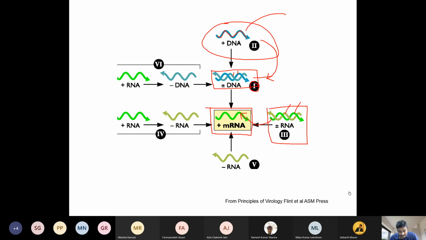There is no naturally double-stranded mRNA virus. So what is this? This is a double-stranded RNA virus. It's not a double-stranded mRNA virus. M stands for message.